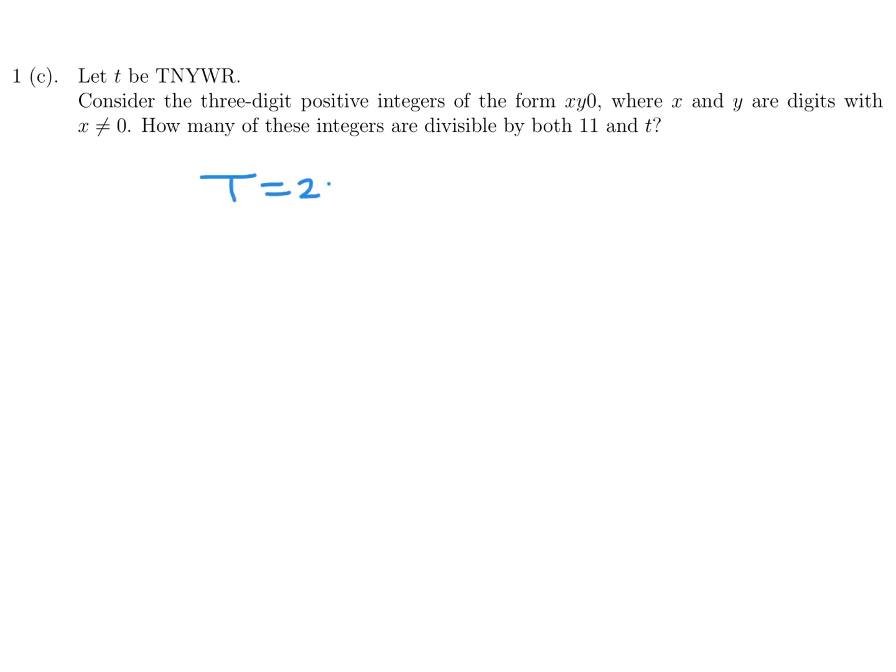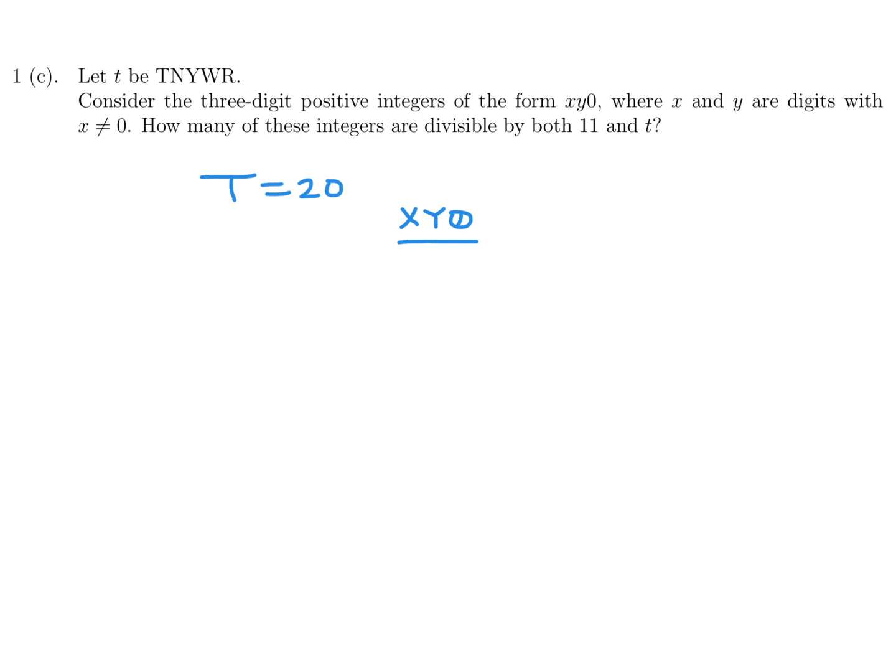T is 20, the answer to the previous question. Consider the 3-digit positive integers of the form x, y, 0, where x and y are digits with x not equal to 0. How many of these integers are divisible by both 11 and t? Well, x, y, and 0, let's put a line there to show that it's 0, not O. Not that it really matters.